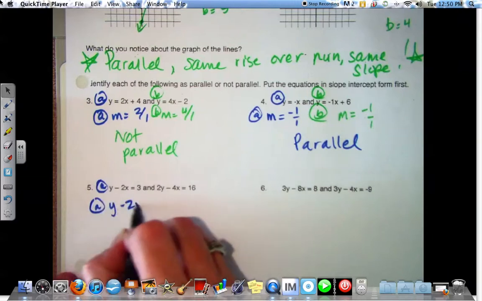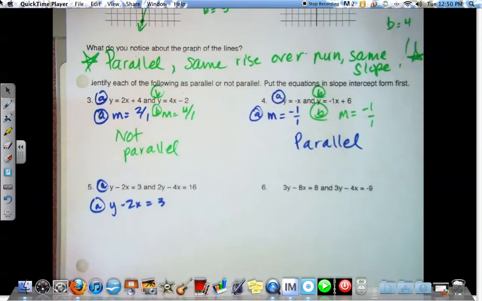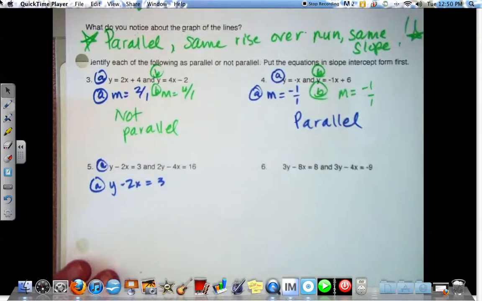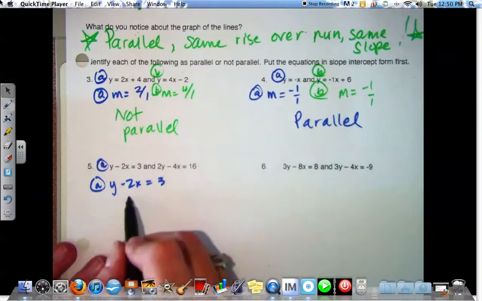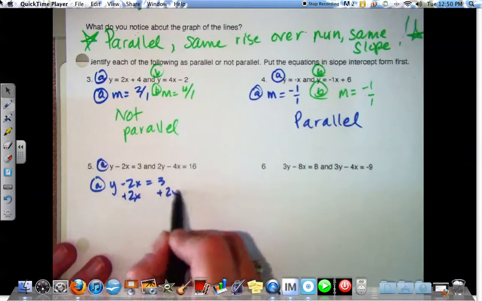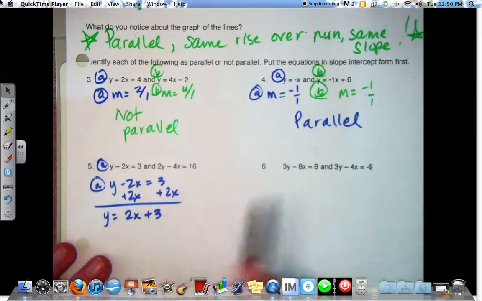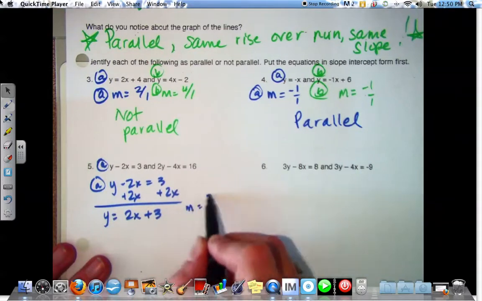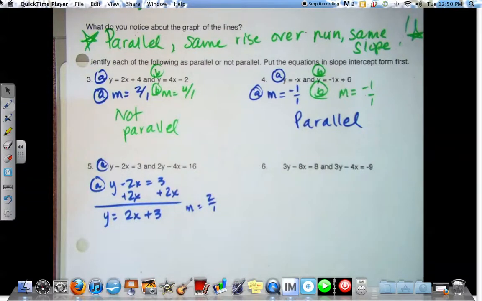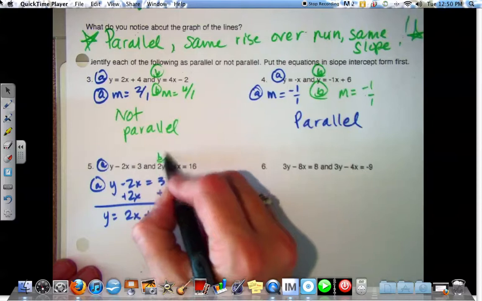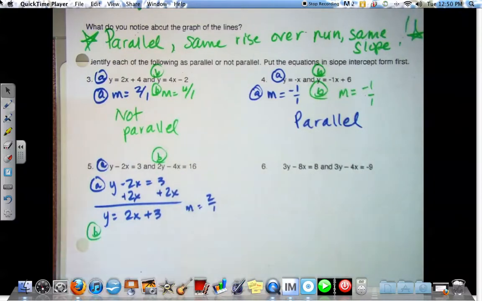So y minus 2x equals 3. What do we need to do to get it in slope-intercept form? Add 2x. So y equals 2x plus 3. And that means our slope is 2 over 1. You were correct. So for the second equation, can you tell what the slope is usually?